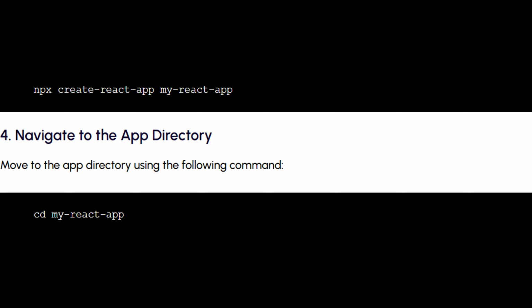To start the development server, write the npm start command. This runs the app in development mode. It will auto-open in your browser at localhost:3000.